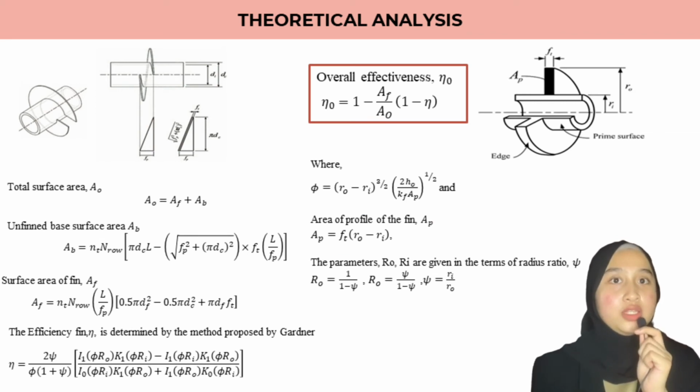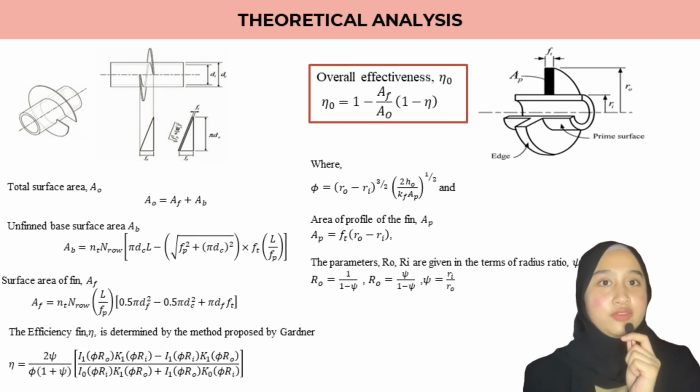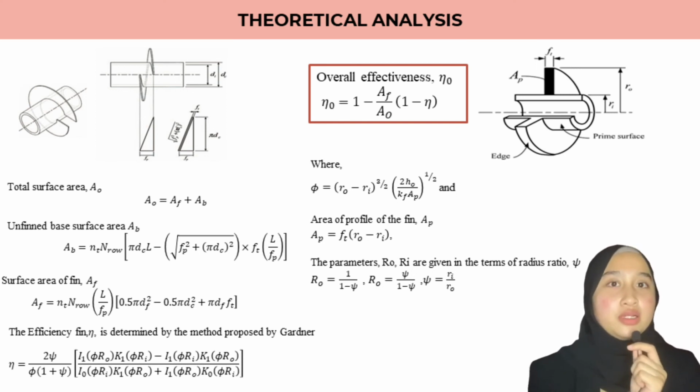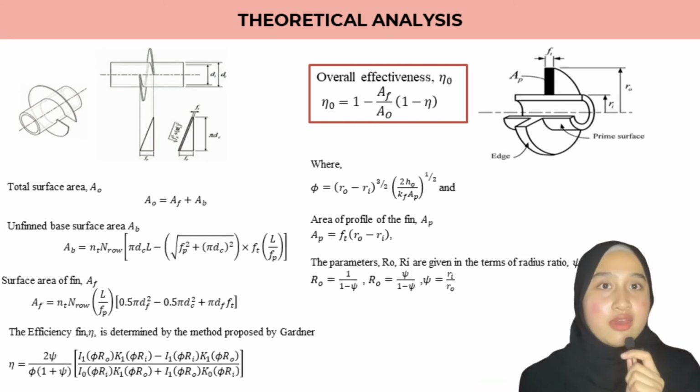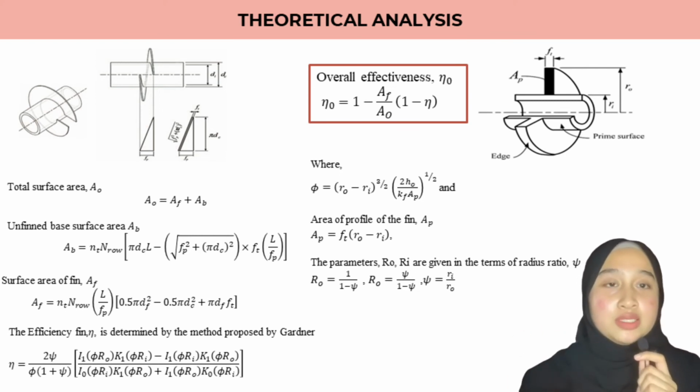Next, to determine the overall effectiveness of the spiral fin, the unfinned base surface area and the surface area of the fin need to be calculated. Other than that, the efficiency of the fin pitch was calculated by using the Gardner method. This method was discovered during the previous study on the research and journals.